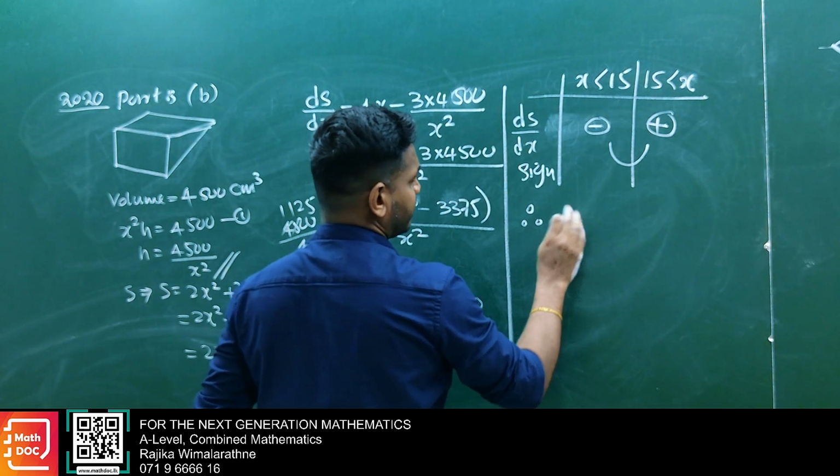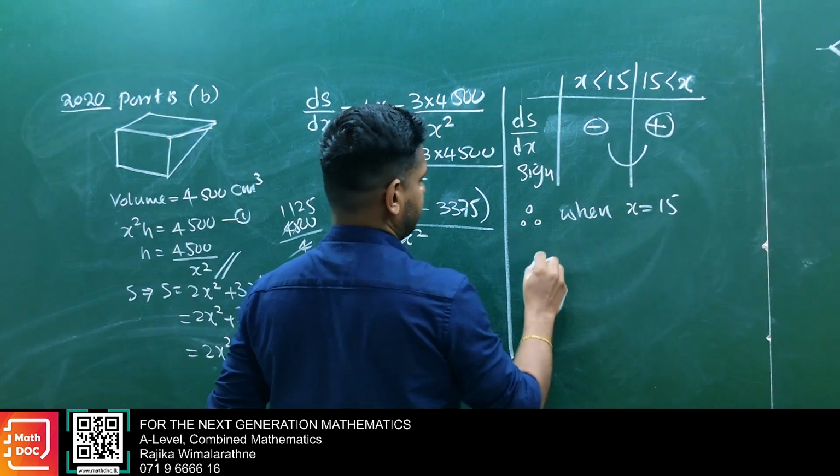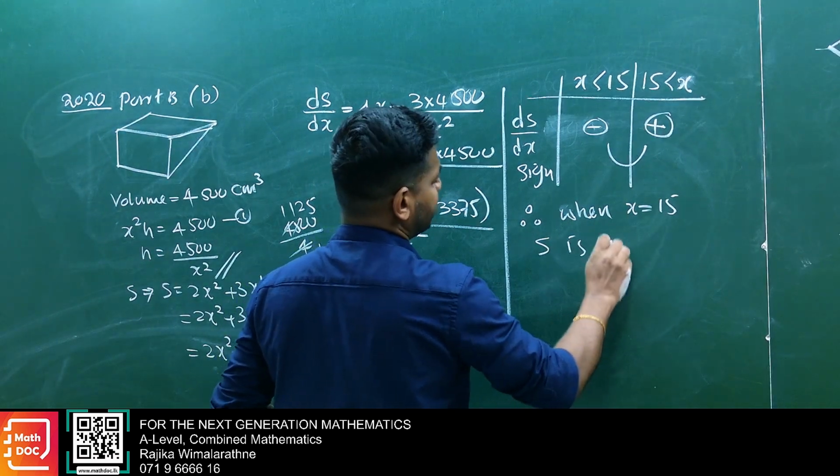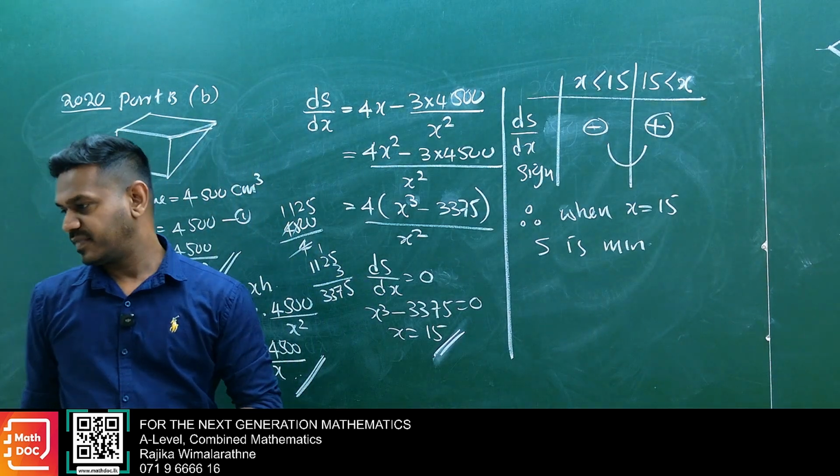Therefore, when x equals 15, s is minimum. Complete?